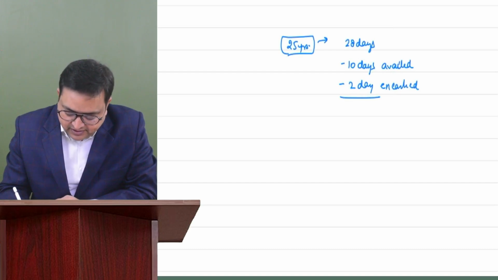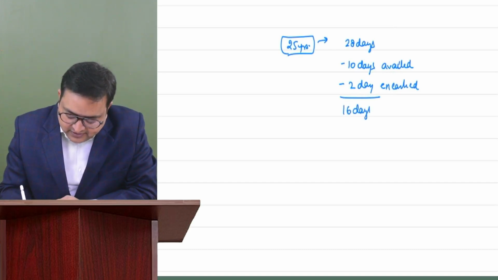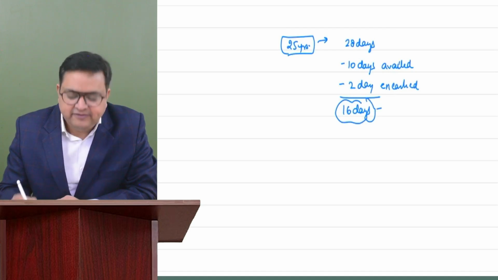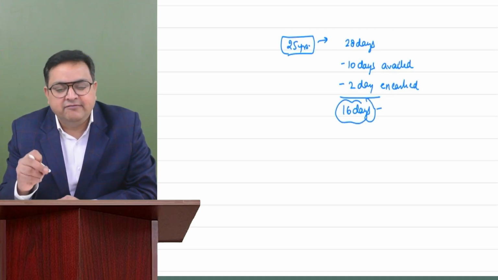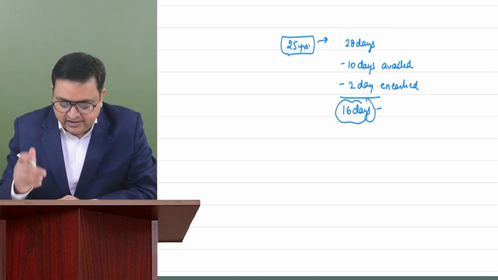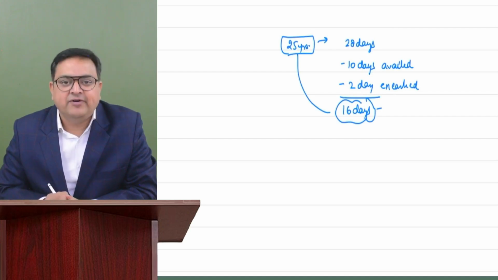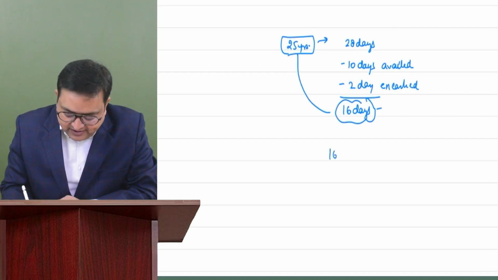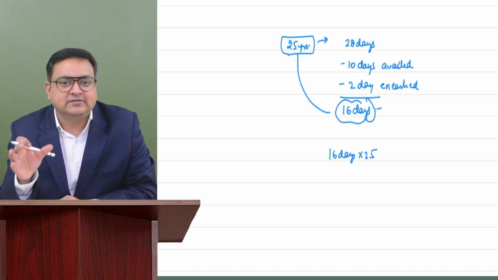So what is the remaining amount? It would be, I believe, 16 days. So 16 days would be the leaves unavailed. These are called leaves with the credit. And for how many years he has worked? 25 years. So it would be 16 days into 25. This is the number of days, right?